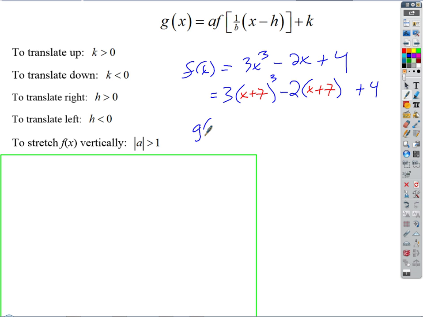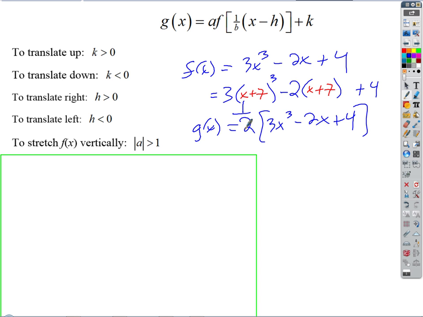So g of x, my new function, is just going to be that whole thing times, how much did I say we're going to stretch it by? So we stretch it by 2. It's just going to be 2 times the whole thing. Whatever f of x was, that's y. I'm just going to multiply it by 2. Make sense? If I want to shrink it vertically, maybe I make that a 1/2, shrink it vertically, right?